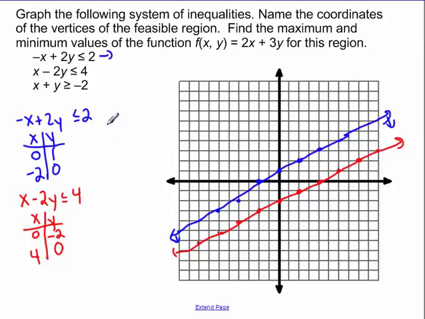Now looking at our last one, we have x plus y greater than or equal to negative 2. x is 0, y is negative 2. If y is 0, x is negative 2. So that's an easy one. So I have (-2, -2). Oh, that's kind of nice. It gives us some of our values.